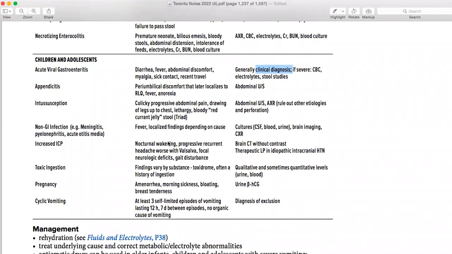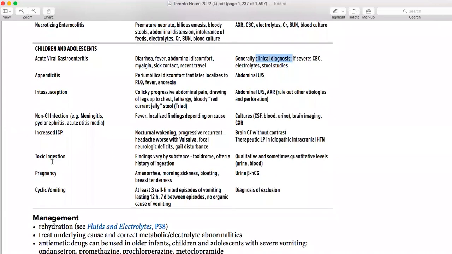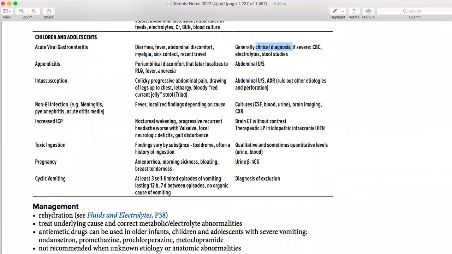Increased ICP is basically nocturnal awakening and progressive recurrent headache, worse with the Valsalva, focal neurological deficit and gait disturbance. Brain CT without contrast, and LP is basically done for the ICP. So the treatment of ICP is important. So you need to know the ICP treatment. Toxic ingestion is basically findings vary by the agent, so you need to know at least how you are going to start the treatment if it's coming with it. So initial, the definitive one. So treatment is important.